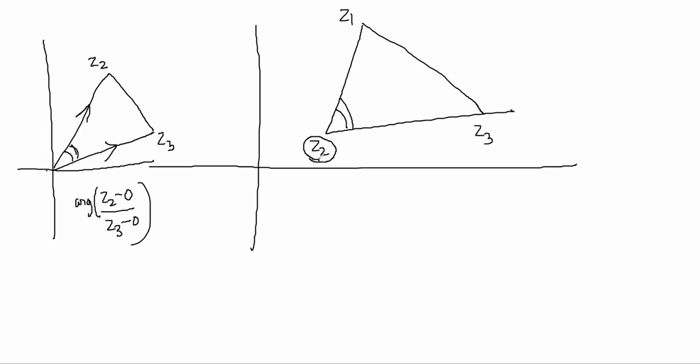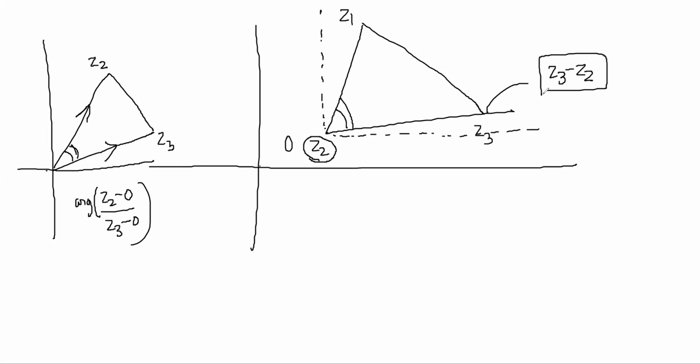So what I will do is I will move the origin to this point, right? If I move the origin to this point, Z2 becomes 0, right? And Z3 will become Z3 minus Z2. Think about it. Z1 will become Z1 minus Z2. Why? Because the X and Y are changing. This is 1 comma 1, suppose, right? And this is 2 comma 3, suppose.